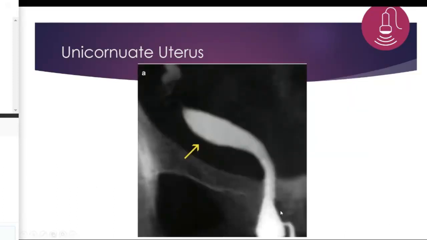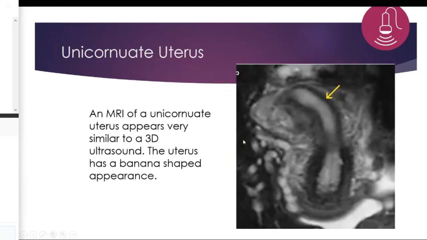So another nice HSG image. So this would be the cervix into the fundal body area of the uterus. And then you can see out here this wispy area, that is a fallopian tube. So this whole side of the uterus is missing. So one horn, unicornuate uterus.